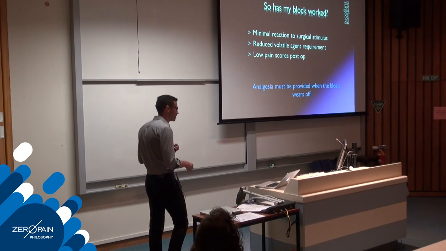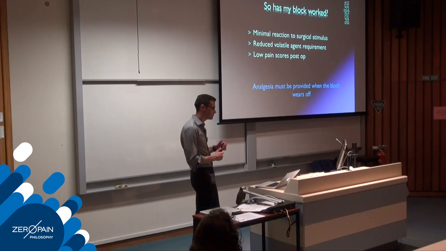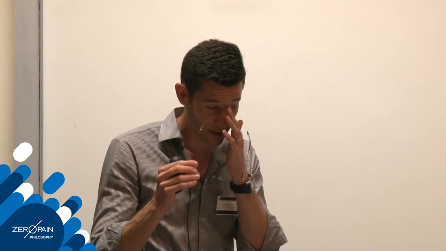We need to know whether our blocks worked or not. So we should see minimal reaction to surgical stimulus. If in that anaesthetized patient, when the surgeon starts, you don't see any response, your nerve block works perfectly well. We need to remember to turn the volatile agent down, though.